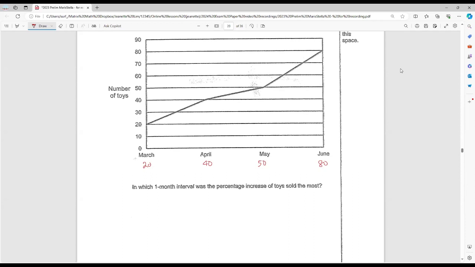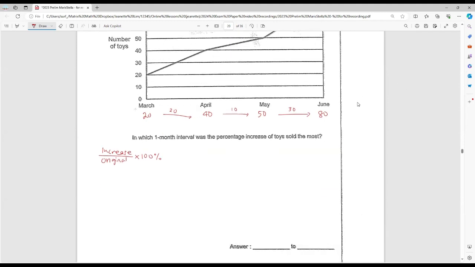Okay, so this increase here is 20. This increase here is 10. This increase here is 30. According to the formula, percentage increase is increase over original times 100%. We have to use this formula to find the percentage increase. So what matters is not just the increase, but also the original. So this fraction here has to be the greatest.